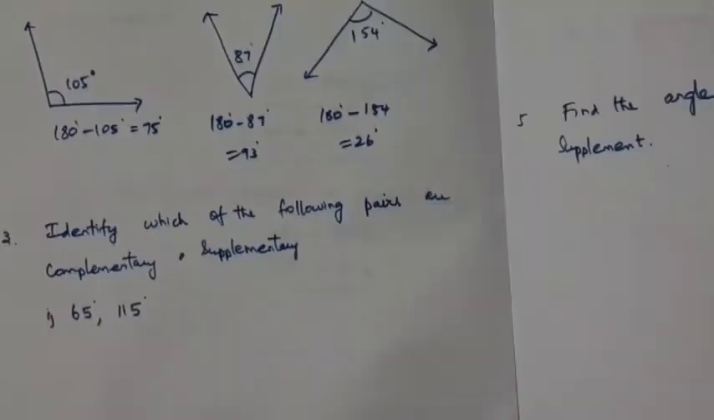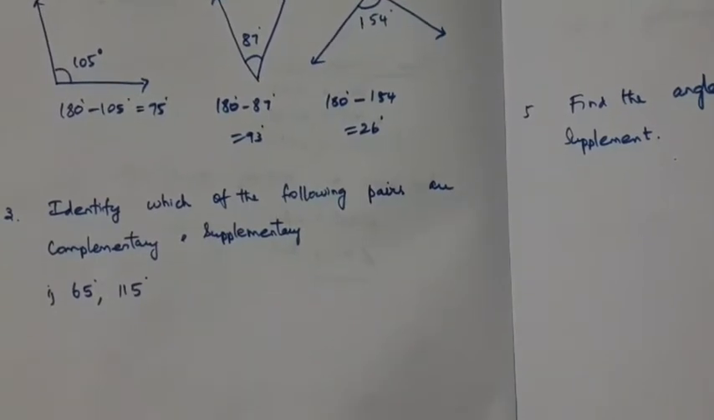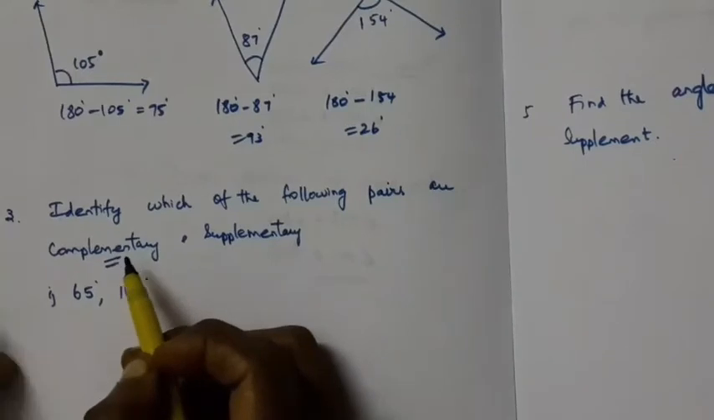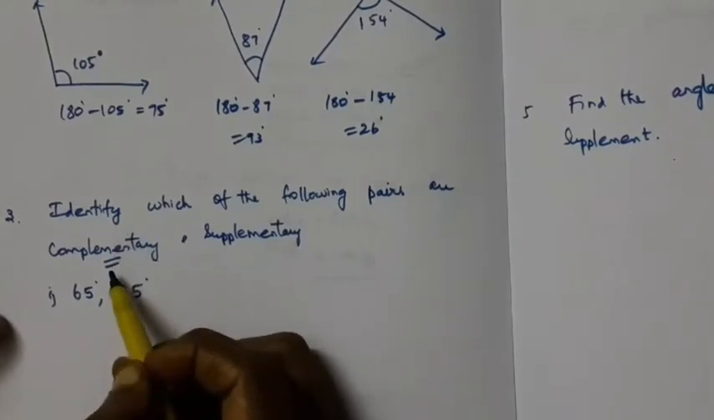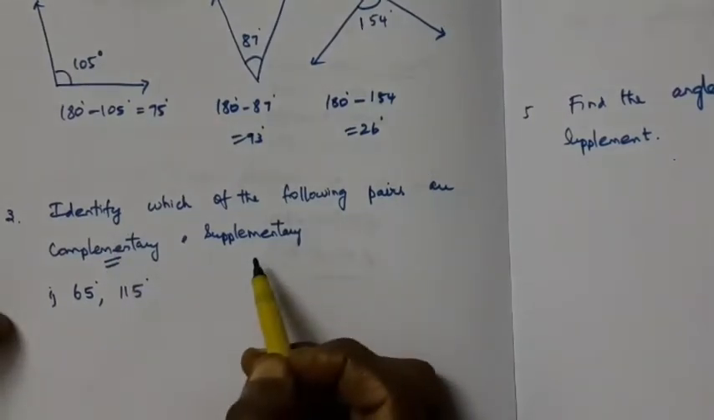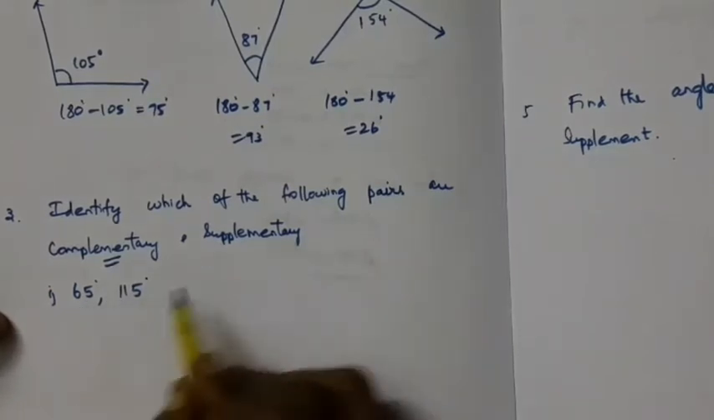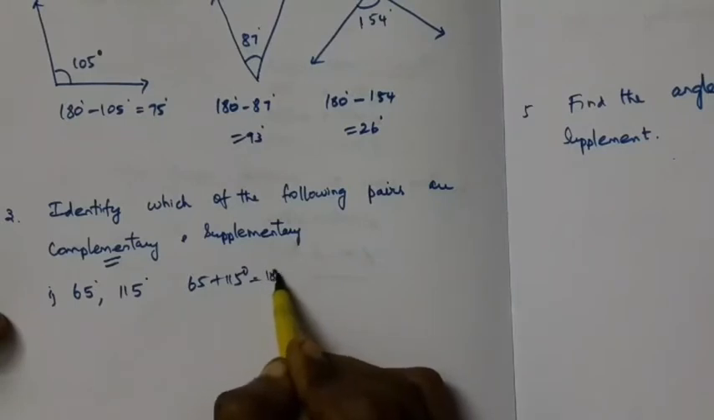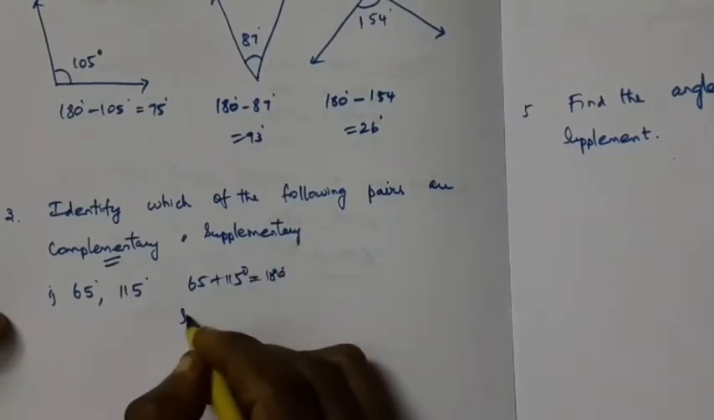The next is to identify which of the following pairs are complementary or supplementary. What is complementary? If you add the two angles and get 90, then it's complementary. If you get 180, it is supplementary. Add 65 plus 115, which is 180 degrees. So this is supplementary.